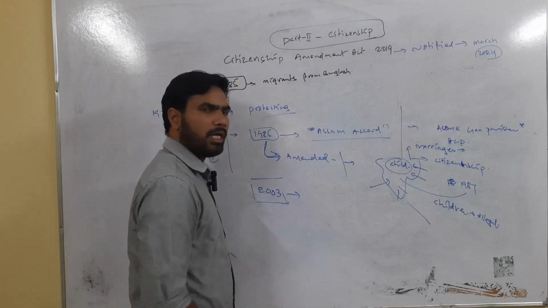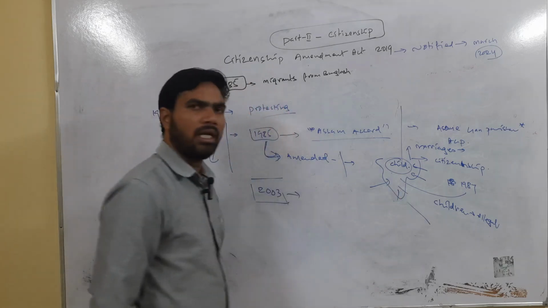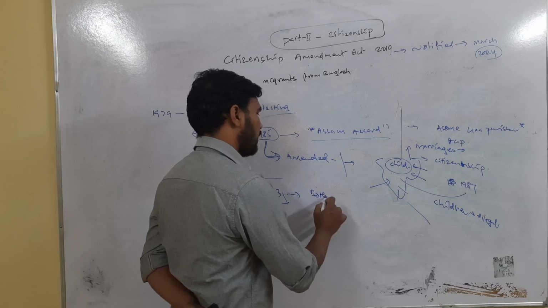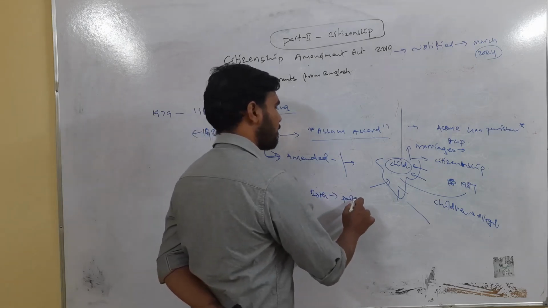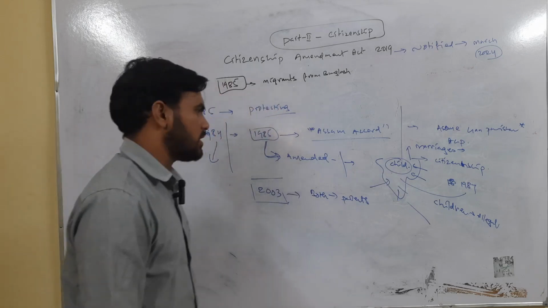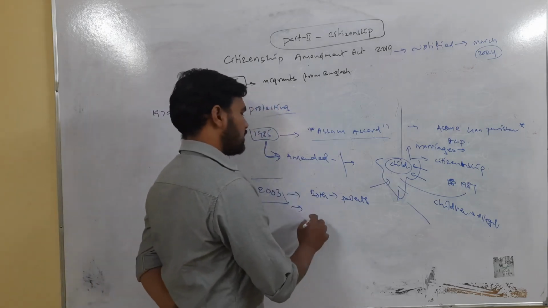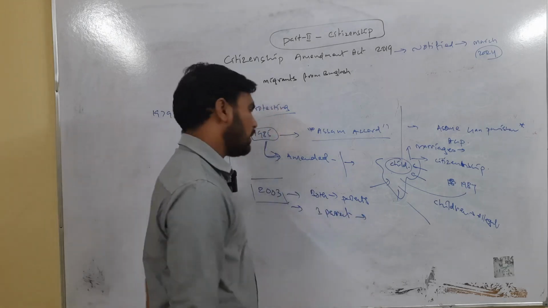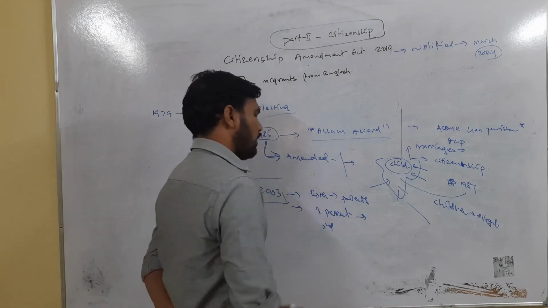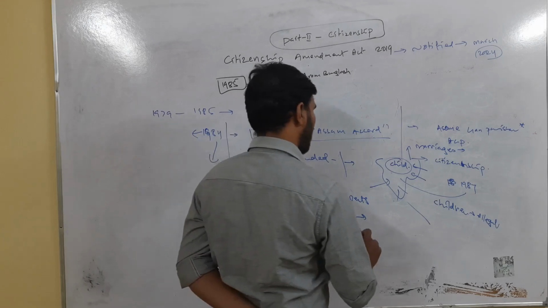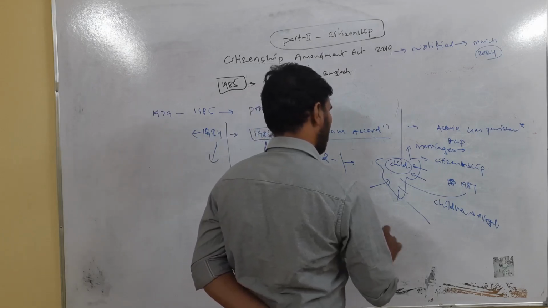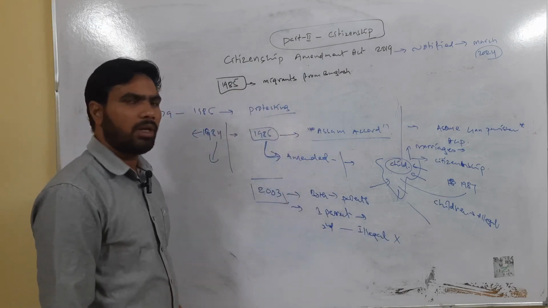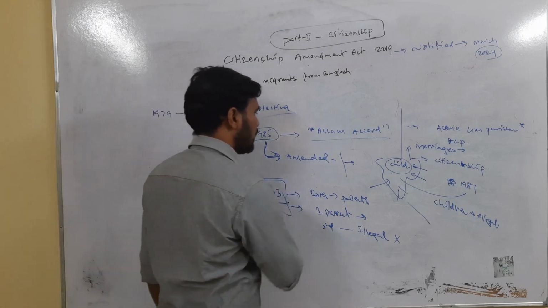In that, we put a condition that if a child born in India has to get the citizenship of India, either both parents should be Indians, then only this child will become a citizen of India, or at least one parent should be Indian and the second parent should not be an illegal migrant. Then only this child will get the citizenship of India by birth. So this is the amendment that was made in 2003.